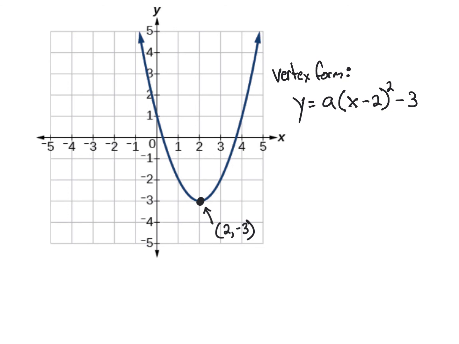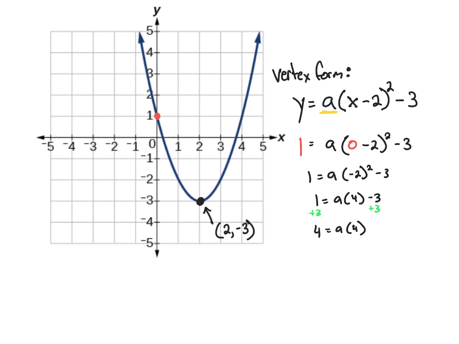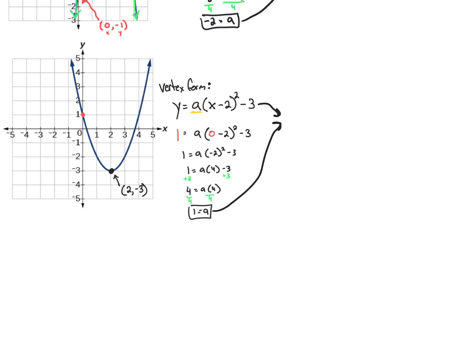Well, probably my easiest thing is let's take the y-intercept. The y-intercept is 1, so that's when x is equal to 0. So y is equal to 1, a times (x would have to equal 0 on that, minus 2) squared minus 3. Let's finish this thing out. a times (-2) squared minus 3, 1 equals a times 4 minus 3. Let's add 3 to both sides. We're going to get 4 is equal to a times 4. Oh, that's going to be nice, because we're going to divide by 4 on both sides. And so we're going to get a is equal to 1. So just like we did on the other one, bring this and this together, and you're going to get y is equal to 1(x minus 2) squared minus 3. All right. So that's what it looks like right there.